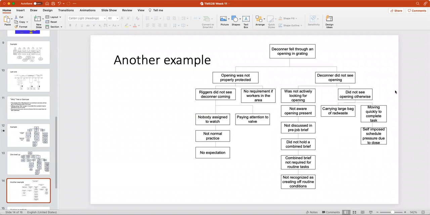Vice versa, they don't see the opening, moving too quickly. Why? Self-imposed schedule pressure due to dose. So that means due to radiation dose. They're carrying this large bag of radiological waste. They're concerned that they can get dosed with radiation as a part of their job. And so they're trying to hurry to get it done and gone as soon as they can.